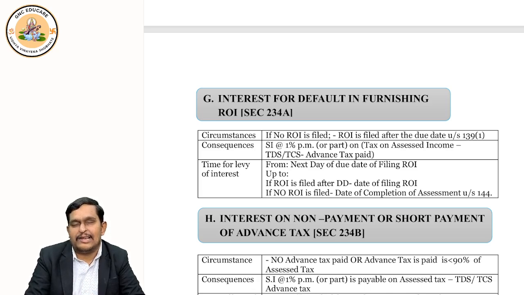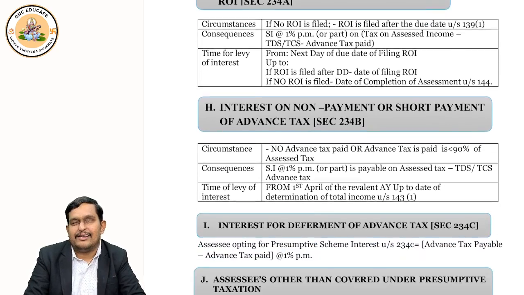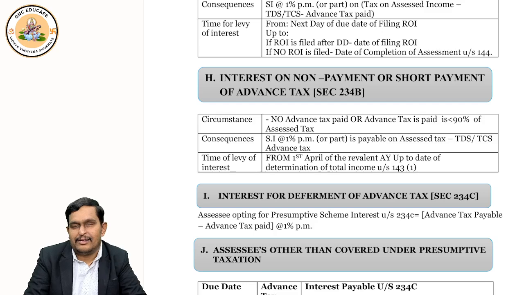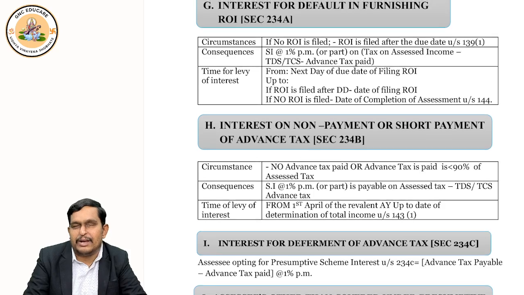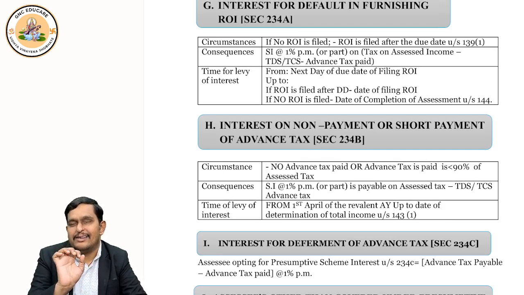If you file the return on time, no problem, 234A is not applicable. But if you delay, then 1% interest will be charged. When I use the word SI here, it is simple interest. So 234A: simple interest, 1% per month or part of the month. Even with a 1 day delay, 1% interest will be charged. If 15 days delay, 1% interest. 30 days delay, still 1% interest. So 1% per month or part of the month will be applicable.